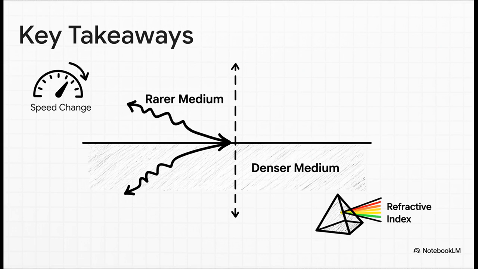All right, let's do a quick recap of the big ideas here. 1. Refraction is just the bending of light. 2. It's all caused by a change in speed as light hops between materials. 3. When it enters a denser medium and slows down, it bends towards the normal. 4. When it enters a rarer medium and speeds up, it bends away from the normal. And finally, the refractive index is our light bending score for any material.